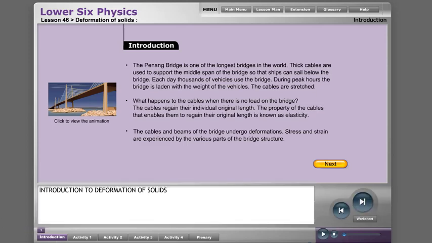Introduction to Deformation of Solids. The Pennant Bridge is one of the longest bridges in the world. Thick cables are used to support the middle span of the bridge so that ships can sail below the bridge.